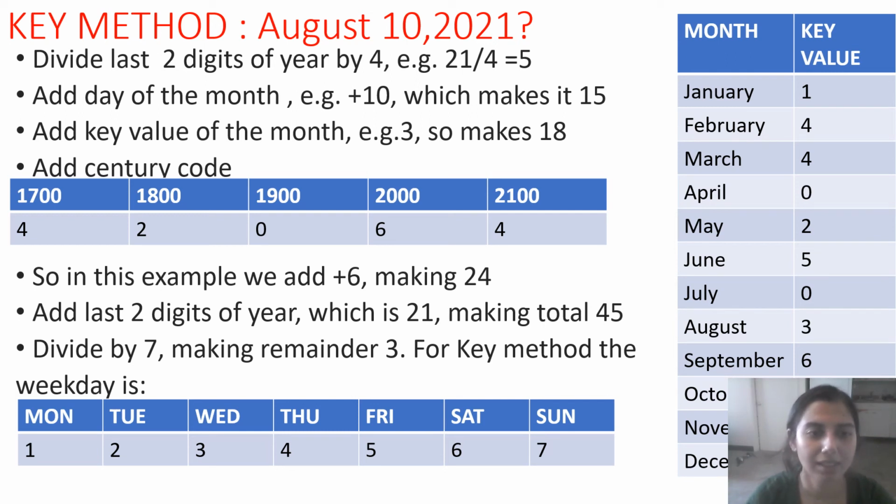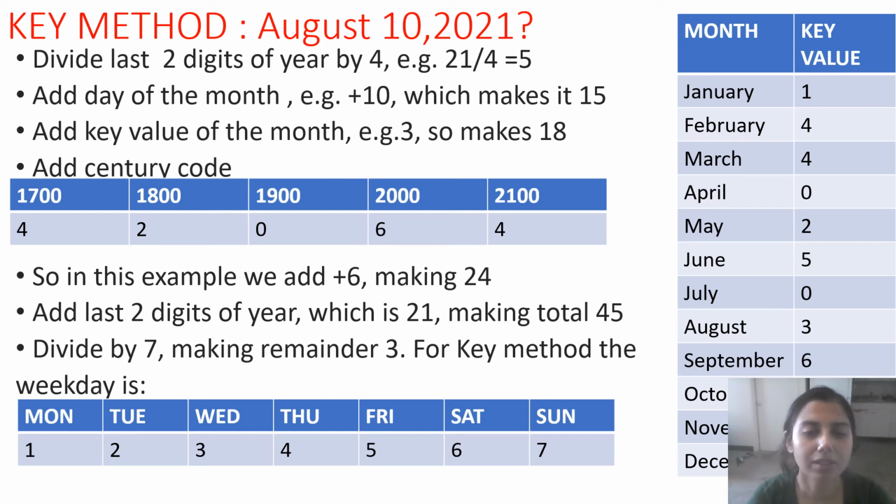Okay. So in this example we will add the 6, making this 24. Now to this we add the last two digits of the year again, which is 21. To the sum total of that, which is 45 now, we divide this sum total by 7. 45 divided by 7 gives a quotient of 6, making the remainder 3.